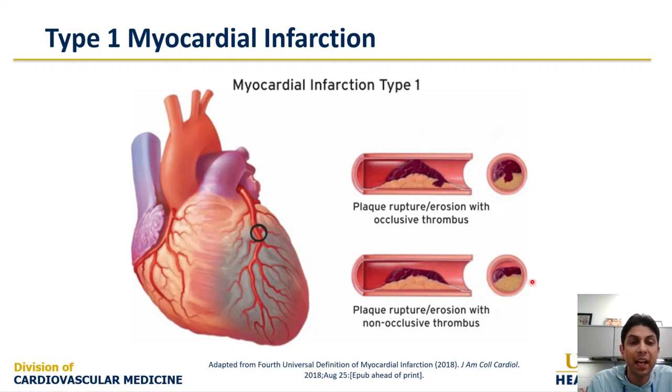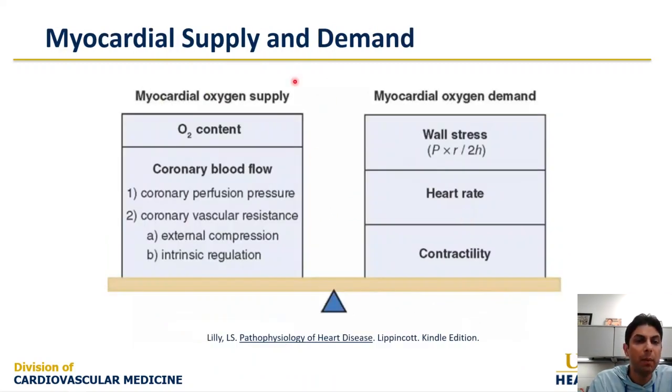But the key idea here in a type 1 myocardial infarction, which we want you to focus on for this course, is that there's plaque rupture or erosion. Now what I want you to think about is myocardial oxygen supply and demand. Now we know when a patient has an occlusive thrombus that certainly there's going to be a change in terms of supply. But let's talk more about supply.